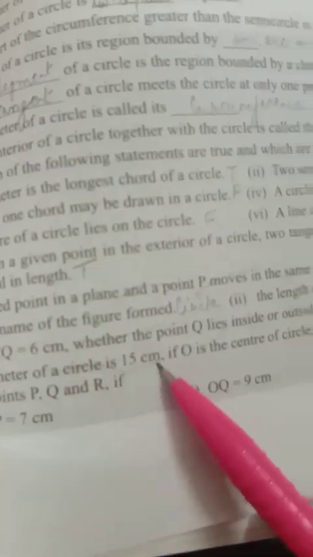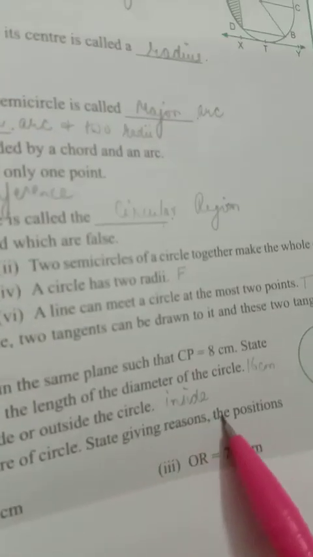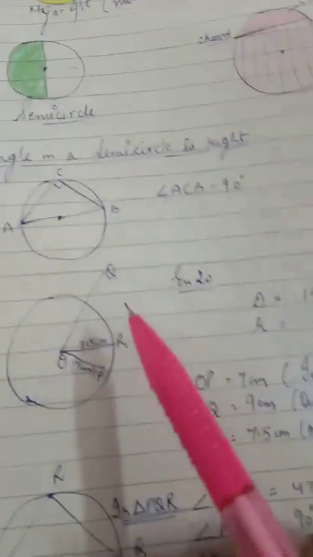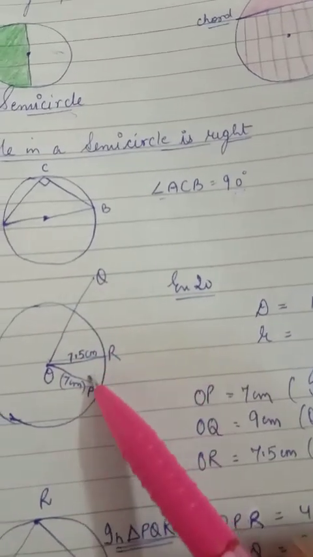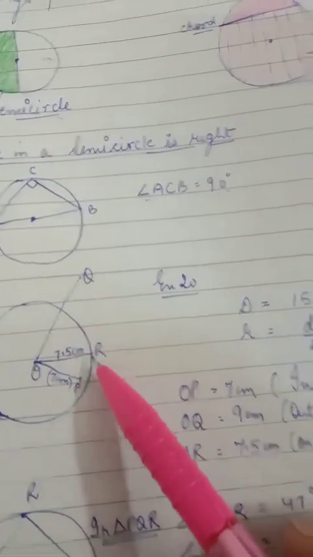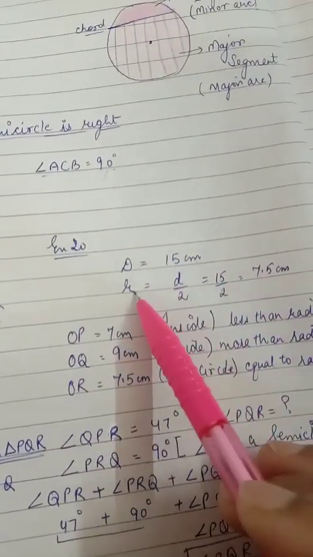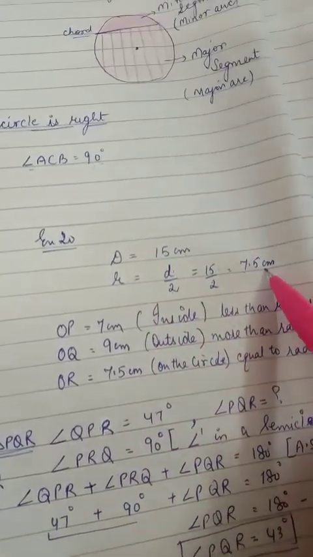Now moving on to question number 5. The diameter of a circle is 15 centimeter. O is the center of the circle. We have to give the reasons for the position of the following points P, Q and R. Now let's see here. That's the figure. The position of points P, Q and R. First of all, they have given you the diameter, which is 15 centimeters. So we'll find out the radius. D upon 2, that's 15 by 2, 7.5 centimeters.